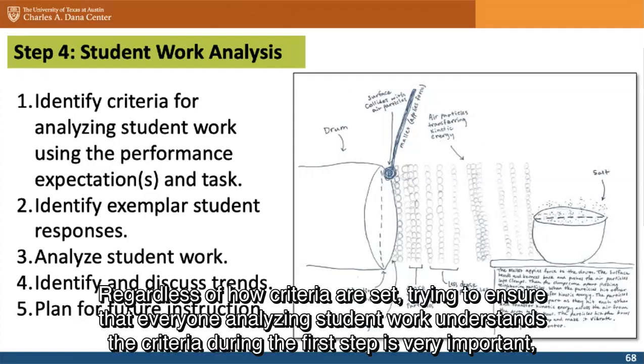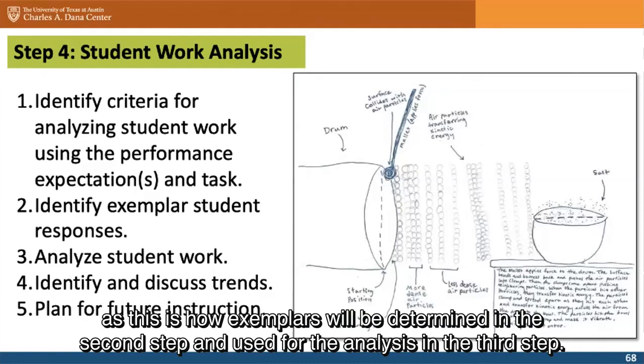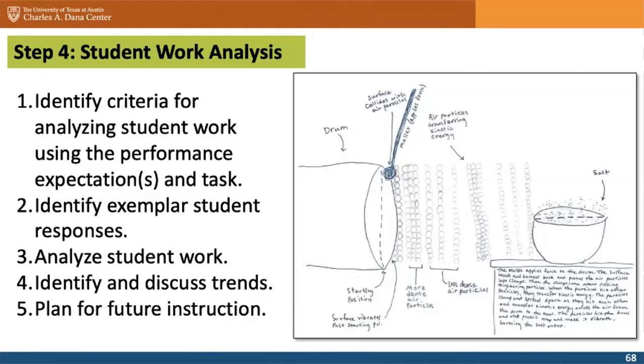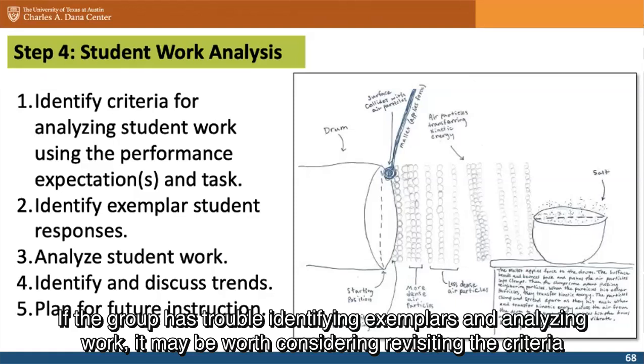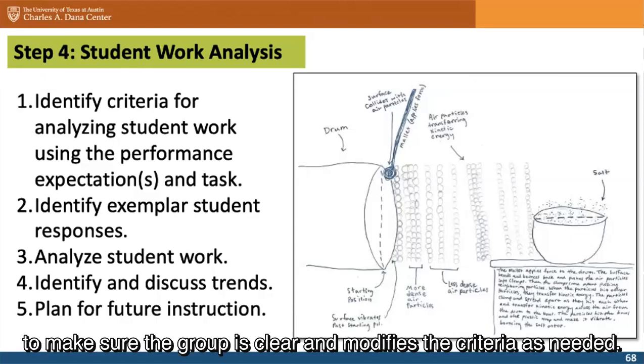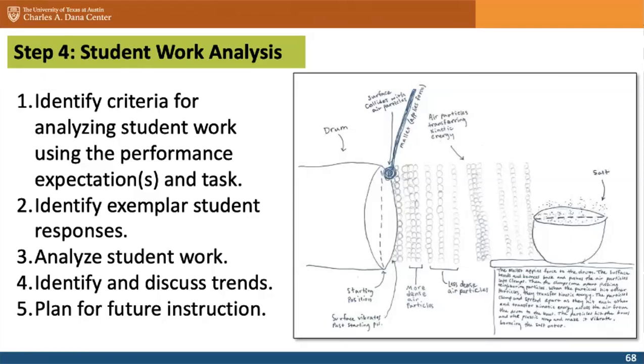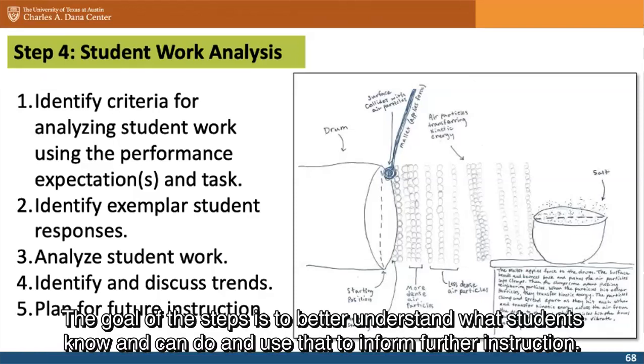Regardless of how criteria are set, trying to ensure that everyone analyzing student work understands the criteria during the first step is very important, as this is how exemplars will be determined in the second step and used for the analysis in the third step. If the group has trouble identifying exemplars and analyzing work, it may be worth considering revisiting the criteria to make sure the group is clear and modifies the criteria as needed. The goal of this step is to better understand what students know and can do and use that to inform further instruction.